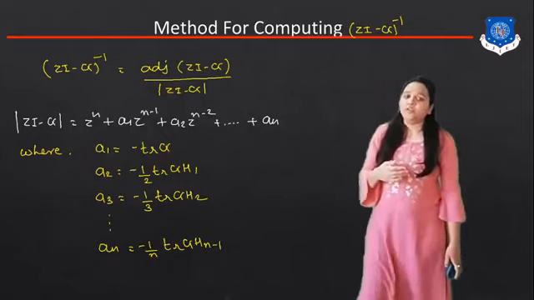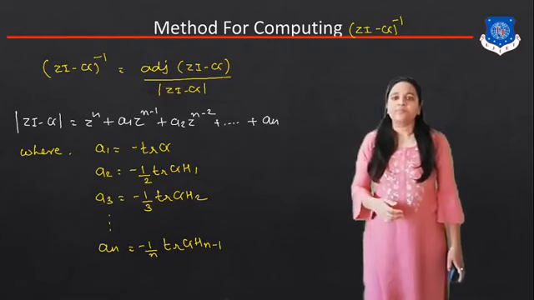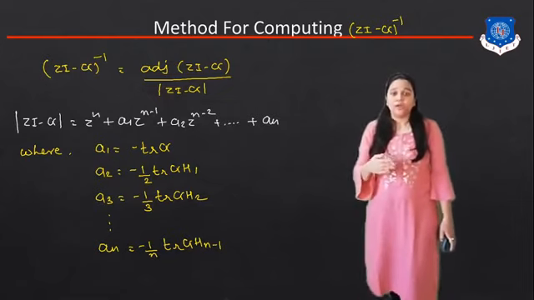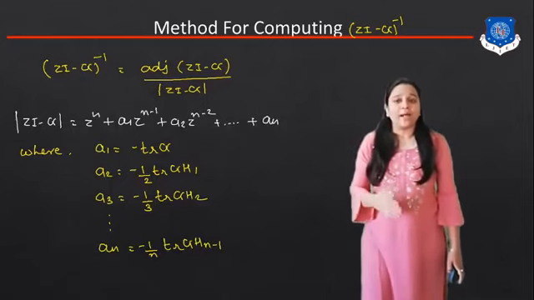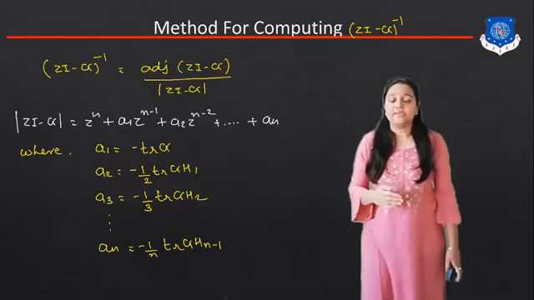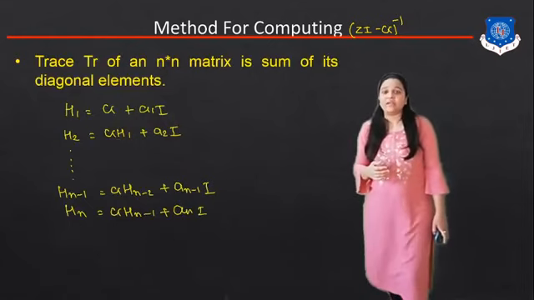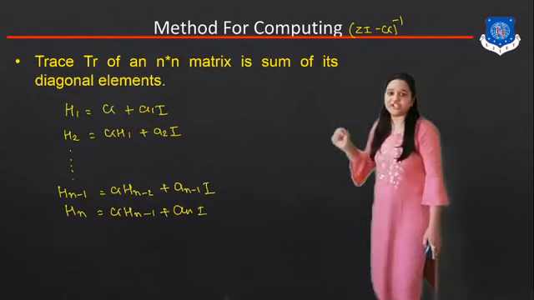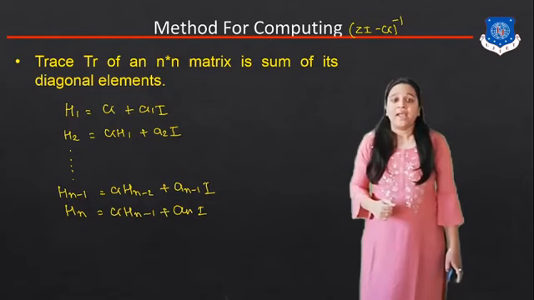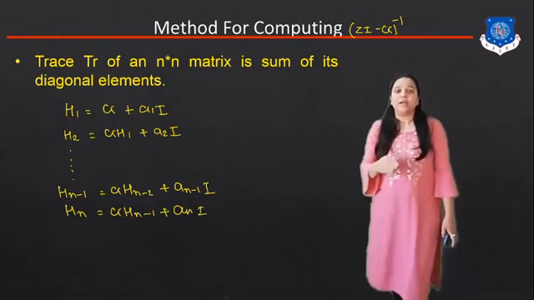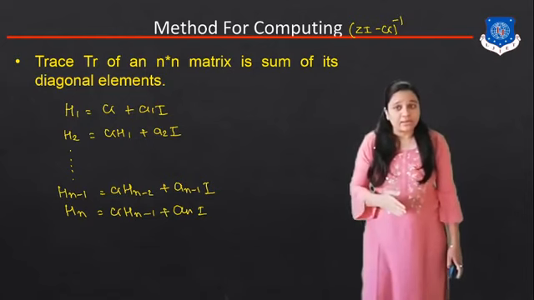Similarly, for a4, the equation is a4 equal to minus 1 by 4 trace of G into H3. So up to an, we can get the values of the elements of a. So an is equal to minus 1 by n trace of G H(n minus 1). And what is the equation of H(n minus 1)? H(n minus 1) is equal to G into H(n minus 2) plus a(n minus 1) I. And what is the equation of Hn? Hn is equal to G into H(n minus 1) plus an I.